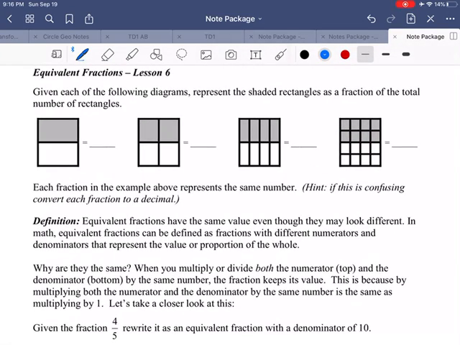All right, so there's 2 parts. 1 out of the 2 is shaded. There's 4 parts. 2 out of the 4 are shaded. There's 8 parts, and 4 out of the 8 parts are shaded. And there is 16 parts, and 8 out of the 16 is shaded.